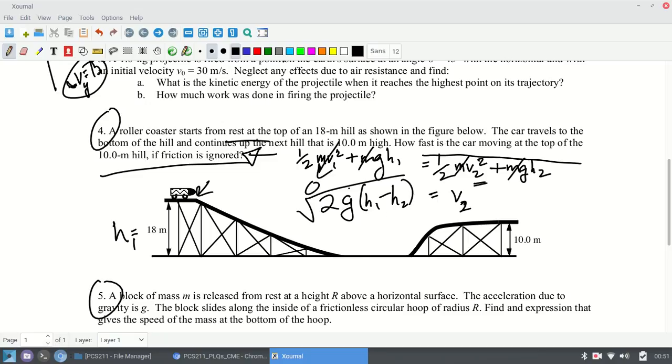All I have to do is plug in the two h's. h1 is 18, h2 is 10, g is 9.81, and you would need 2 significant digits in your final answer because of this.